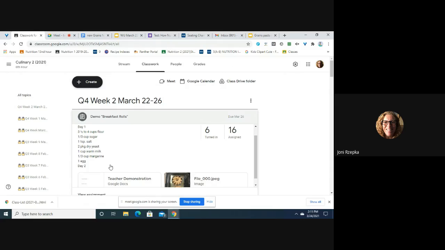And the reason you're using warm milk is because yeast needs a warm environment to grow. And so when you add the milk to the yeast mixture, it's going to allow that yeast to grow. And that's what we want. All right. Once you add that, then you can add in your margarine, your 1 egg, and you stir it all up. And then you're going to gradually add the rest of the flour.